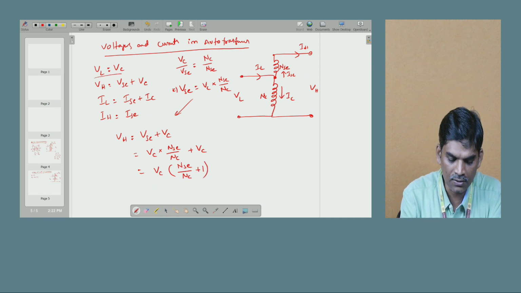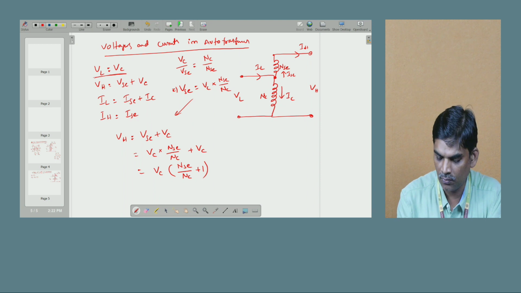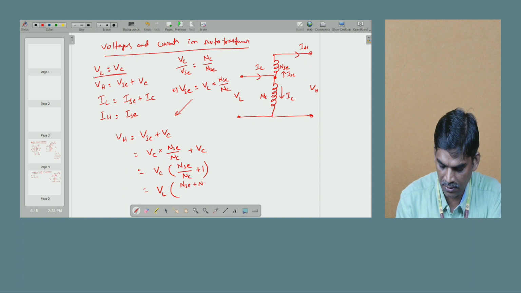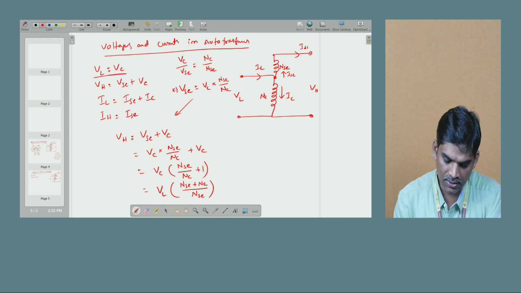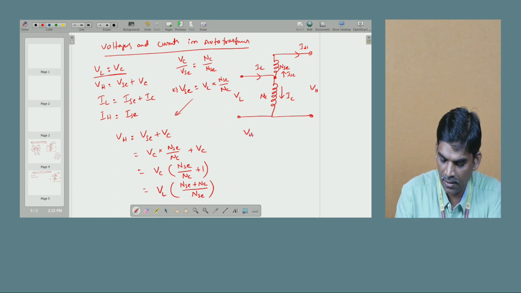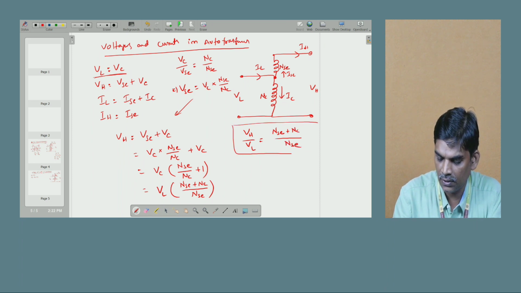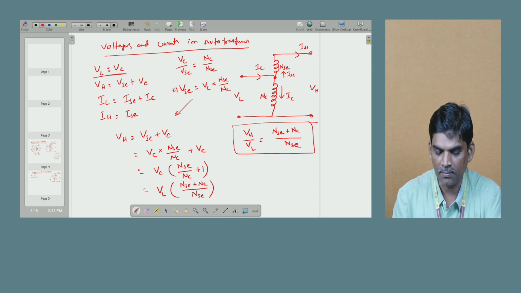You know the VL is equal to the lower, the common voltage, so we can simply write it as VL into (NSC plus NC) by NSC. So you have to relate it: high voltage by low voltage, VH by VL, is equal to (NSC plus NC) by NSC. This is the voltage relation in an autotransformer.